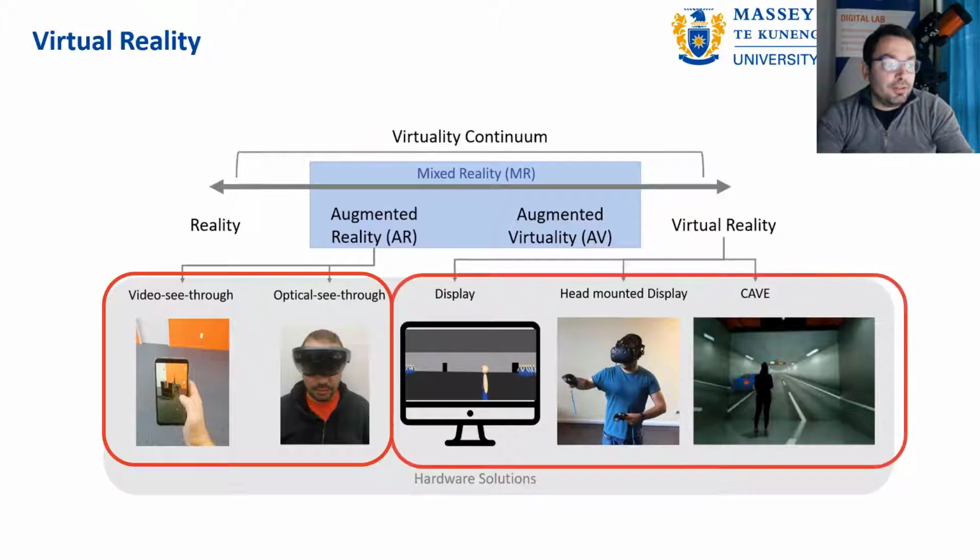For virtual reality, instead, we have different possibilities. We can have a non-immersive technology, which we call non-immersive virtual reality, and this can be achieved with a simple display. Or we can have more immersive setups. The first one is using a head-mounted display, and you can see me wearing one of the most popular headsets, a Vive. But we can also have much fancier and more expensive kits for virtual reality.